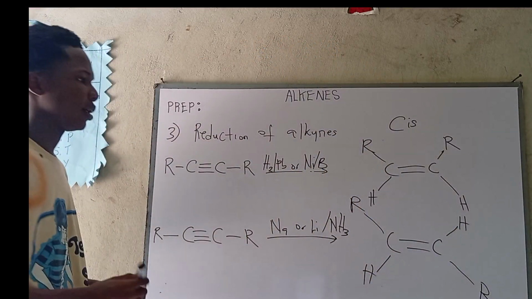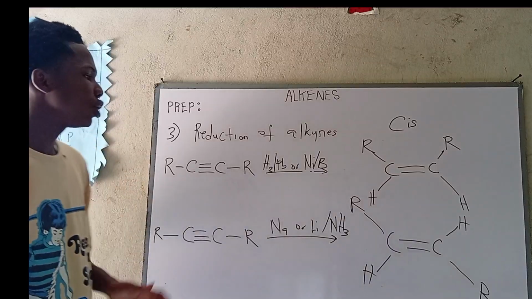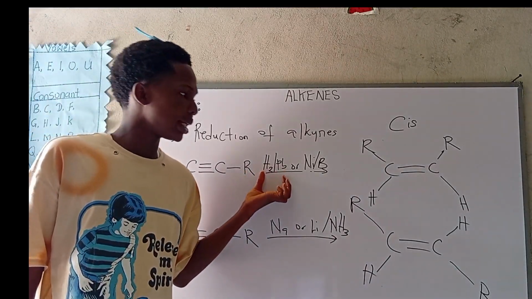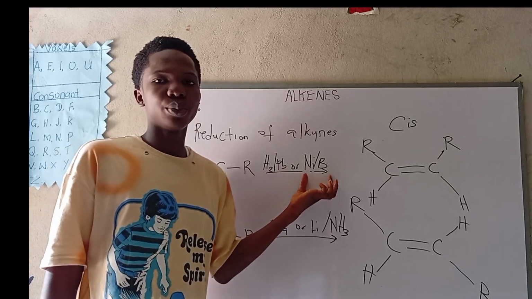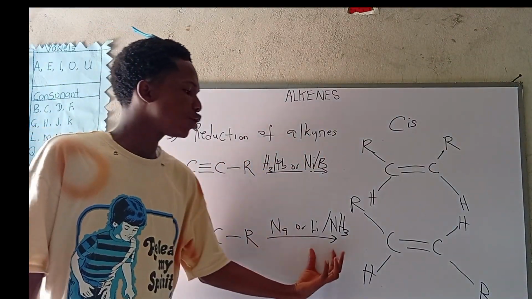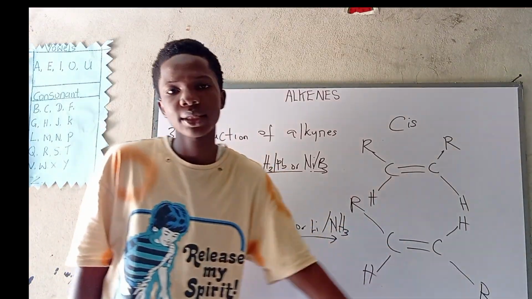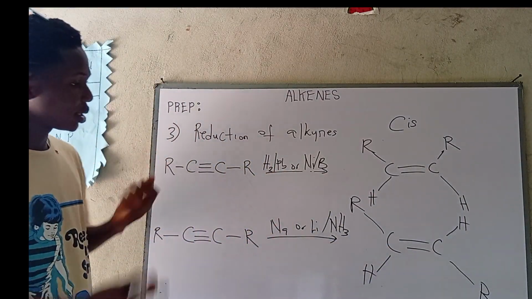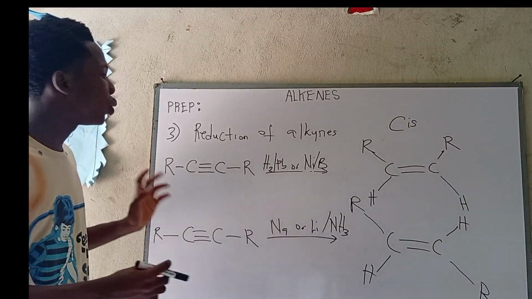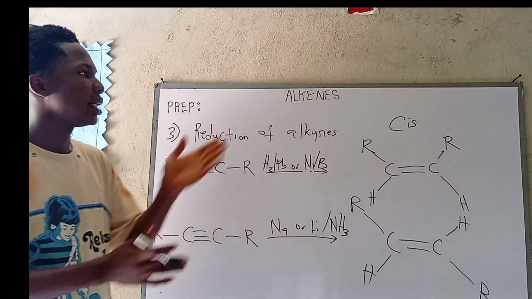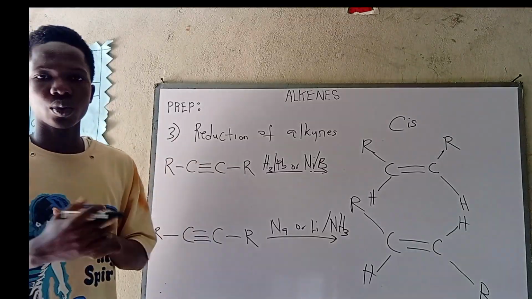Alright, so take note of them. It's kind of complex, but just remember it. Hydrogen molecule with lead, or nickel with boron, will give you cis. Sodium or lithium and ammonia will give you what? Trans. It's as easy as that. So with no further delay, let's look into the further advanced reactions that alkynes can undergo.